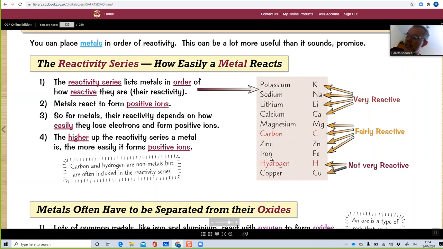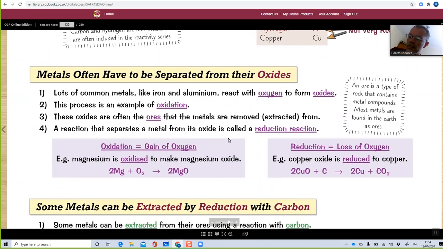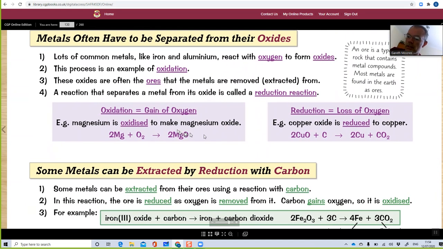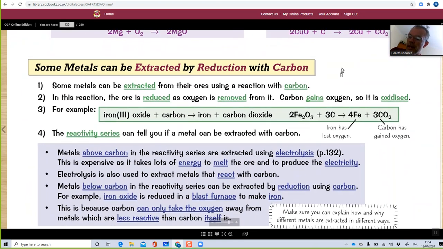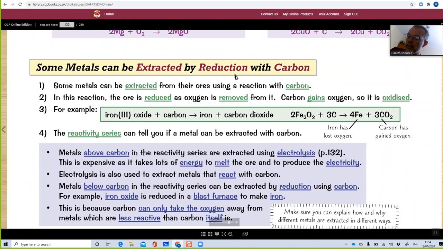The carbon takes the oxide bit away from the iron, leaving just iron. Okay, that's a very cheap way of extracting the metal from its ore. If it doesn't work with these ones that are above carbon though, we have to use electrolysis, which is a more expensive way. Okay, so we talked about oxygen. Oxidation is gain of oxygen, reduction is loss of oxygen, and we talked about how you could extract metals by reduction with carbon.